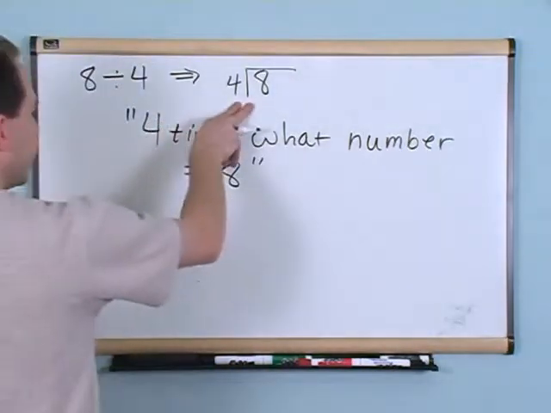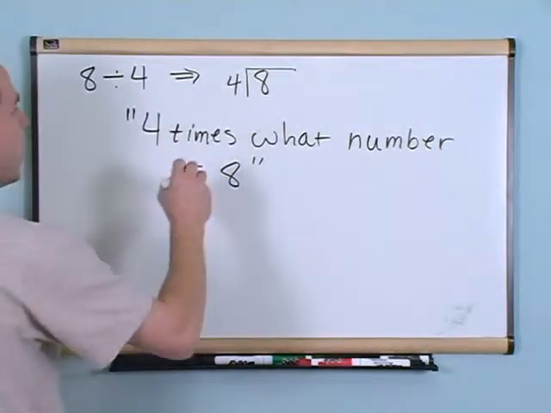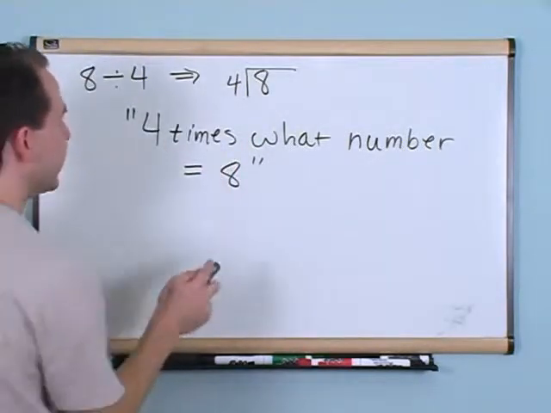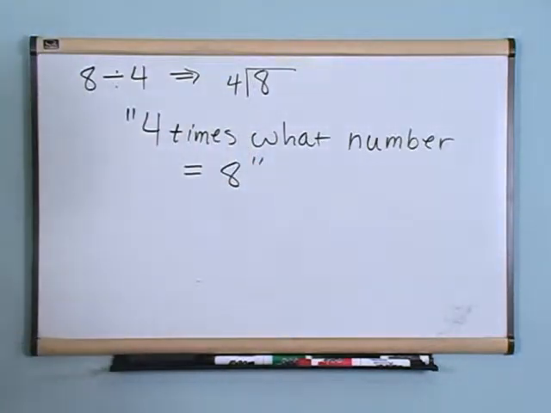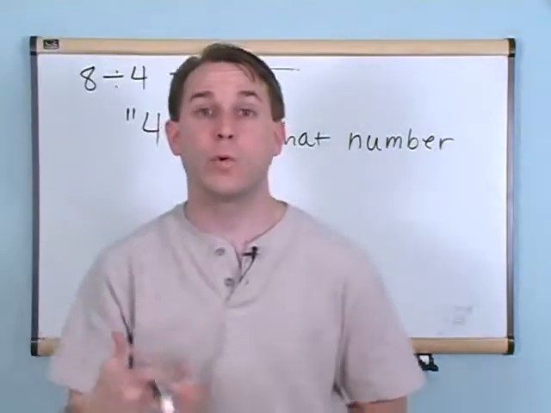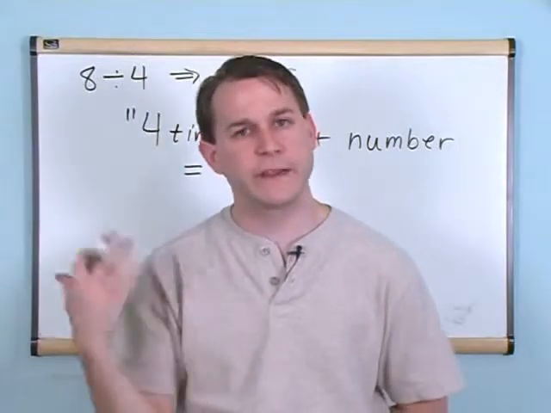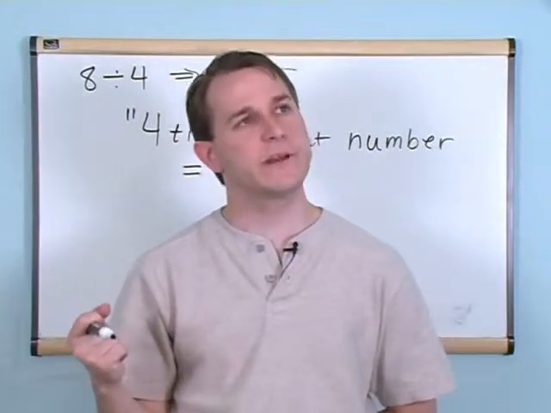When you see a problem like this, which most of the time you're going to see it like this, the way you read it is exactly like this. 4 times what gives me 8. And that's why your times tables are very, very important. 4 times what is 8, okay? Just think about it for yourself. You have to think of your times tables.